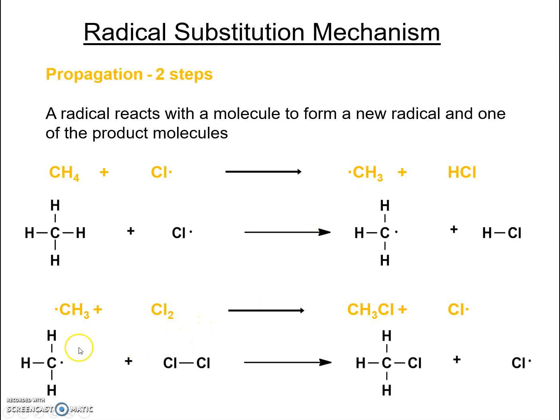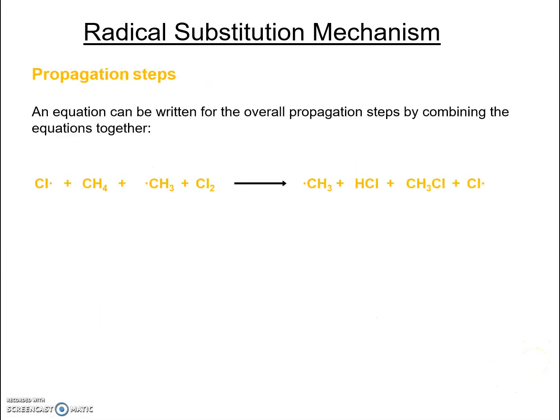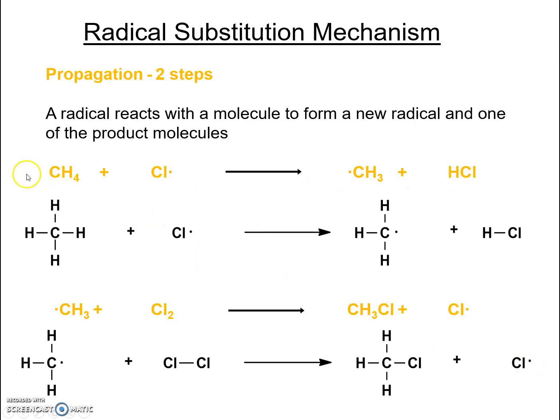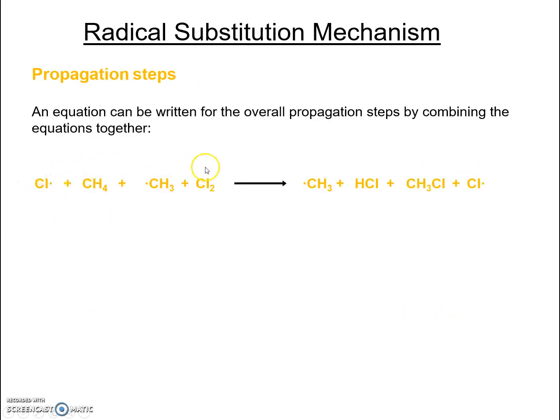And then in our second step, we've got the methyl radical reacting with a molecule of chlorine to make chloromethane, and our chlorine radical is regenerated. So if we were to combine those 2 equations, let me just go back. If I was to combine the 2 propagation equations, the top one here and the bottom one here, everything that was on the left hand side we put on the left hand side here, everything on the right hand side we put on the right hand side.